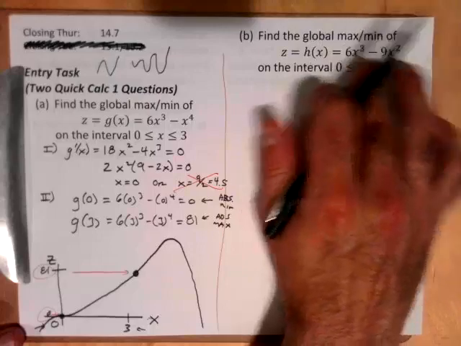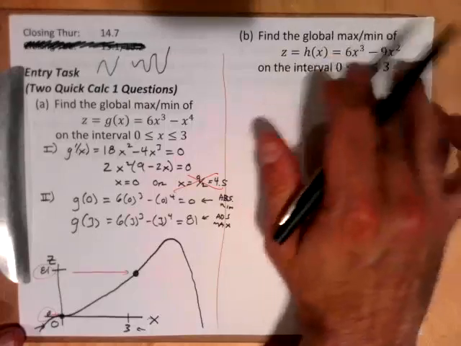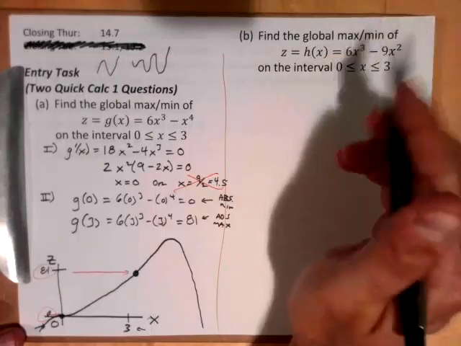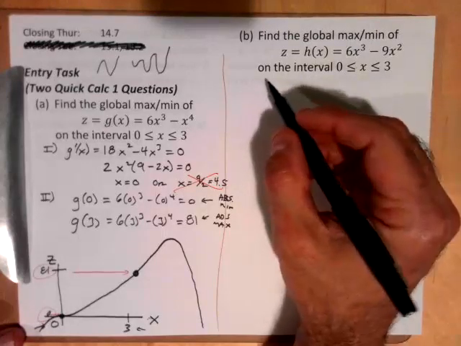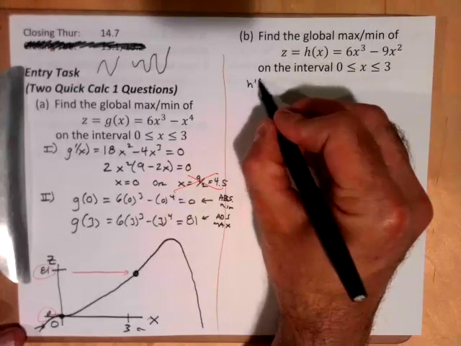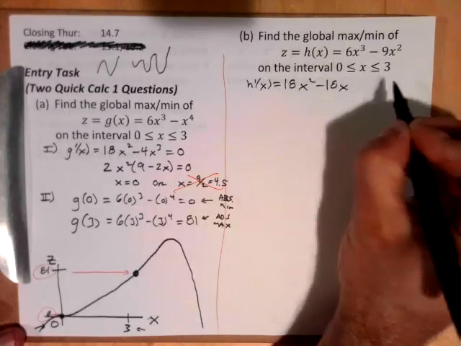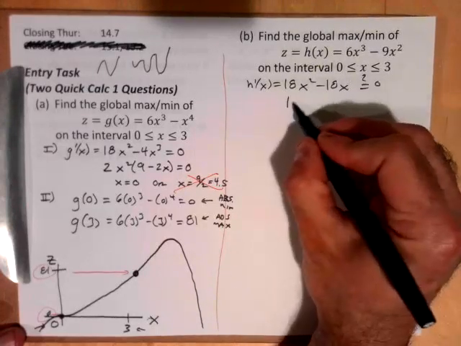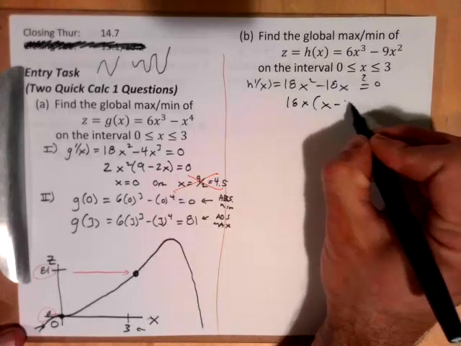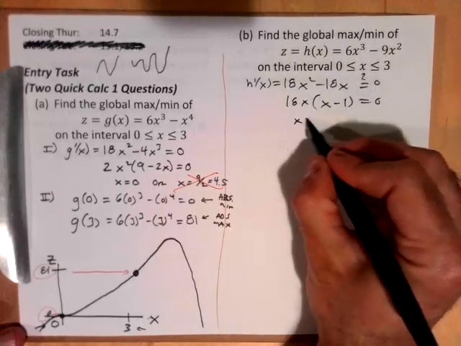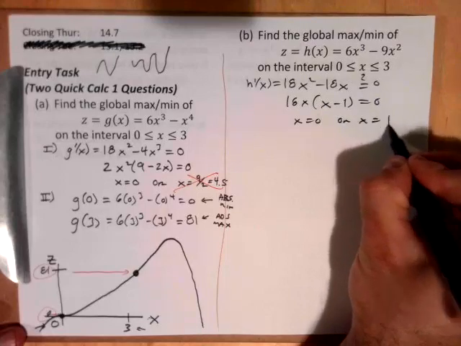Basically, in a matter of 30 seconds, tell me a ton about this, just using derivatives. So again, we're doing 0 to 3. We take the derivatives. H prime of x is 18x squared minus 18x. You set it equal to 0. You factor if you can. X minus 1 equals 0, you get x equals 0, or you get x equals 1.